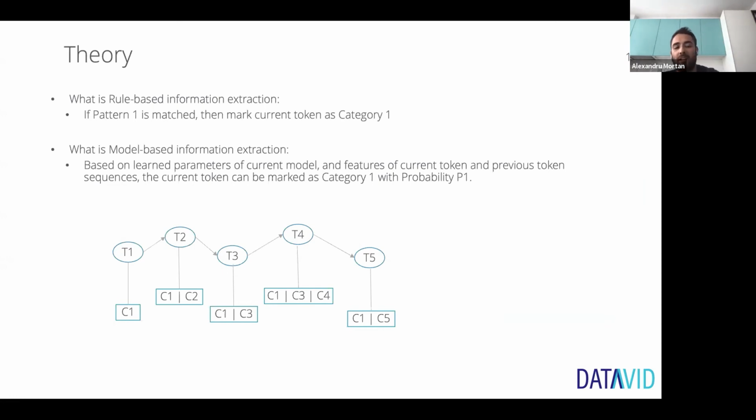And entity recognition, which is the model-based one, is basically you training a model to figure out that whenever you see token 2 next to token 1, token 3 is going to be either category 1 or category 2, and you're going to take the one with the highest probability.